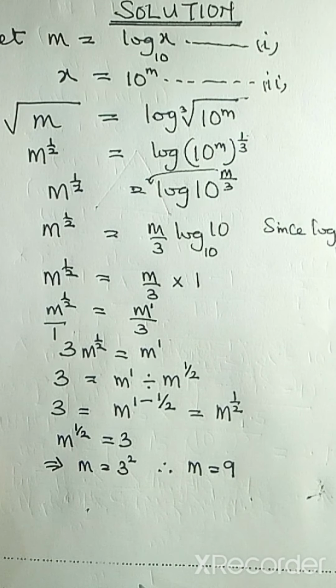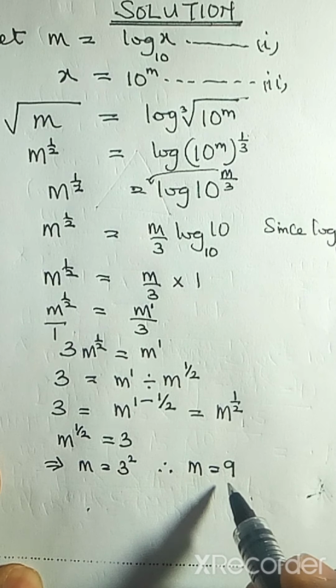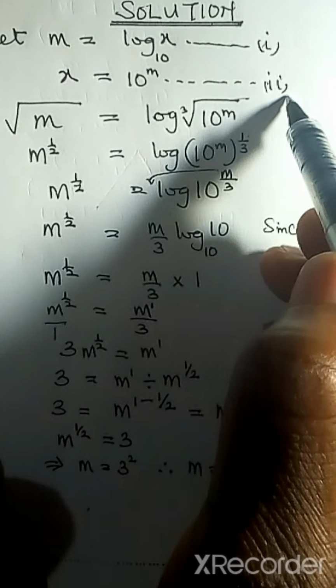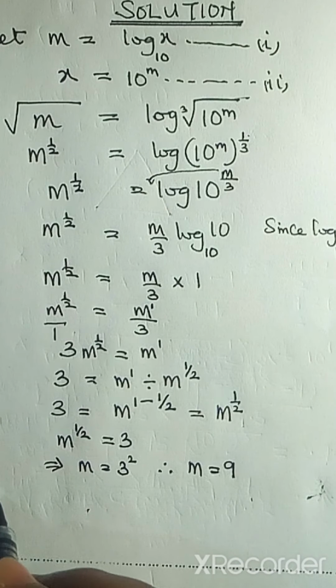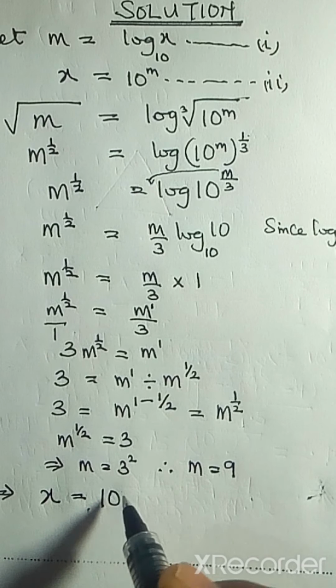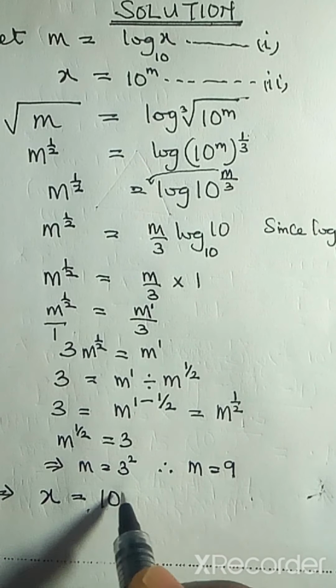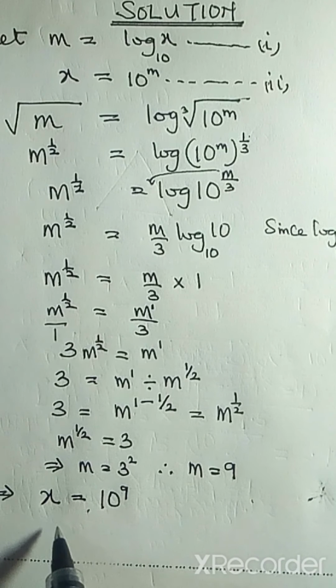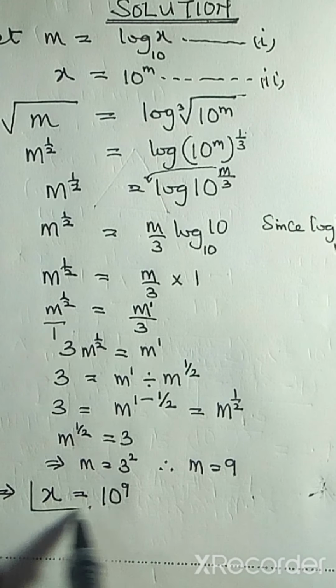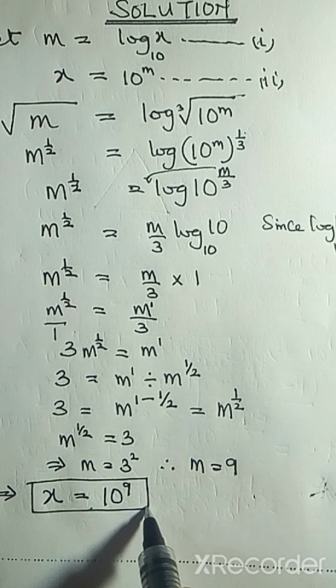Now that we know the value of m to be 9, we can now find the value of x by substituting it into equation 2. So substituting into equation 2, x equals 10 raised to the power of m, and our m is 9, so x equals 10 raised to the power of 9. So this is the value of x.